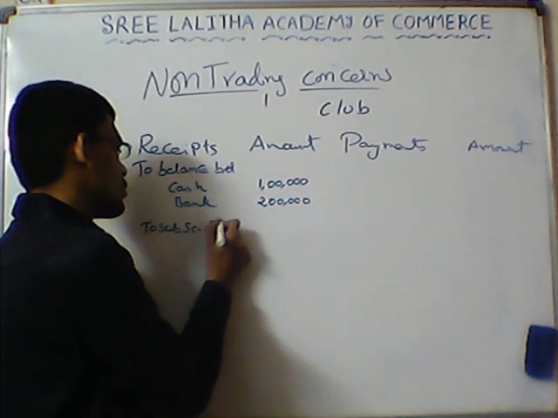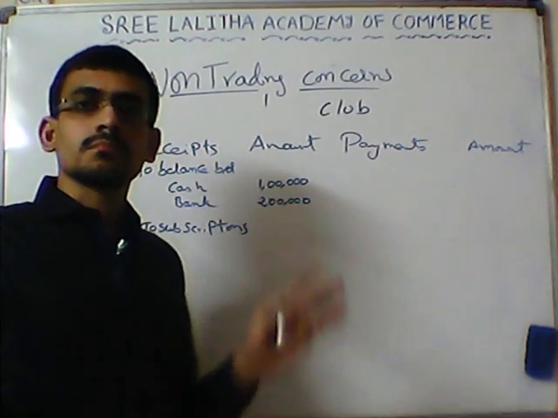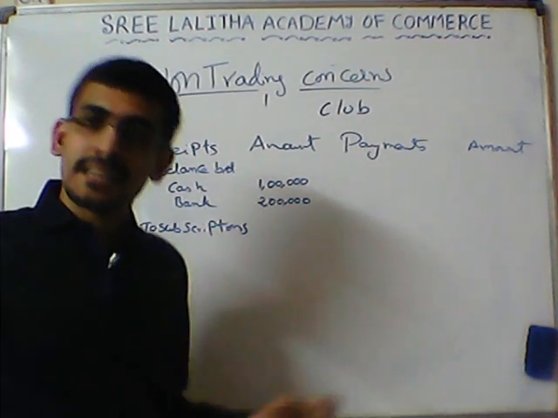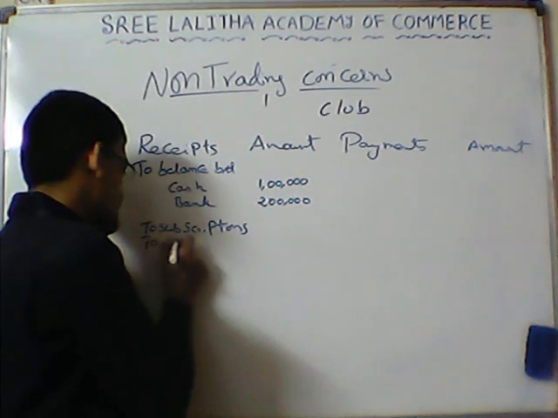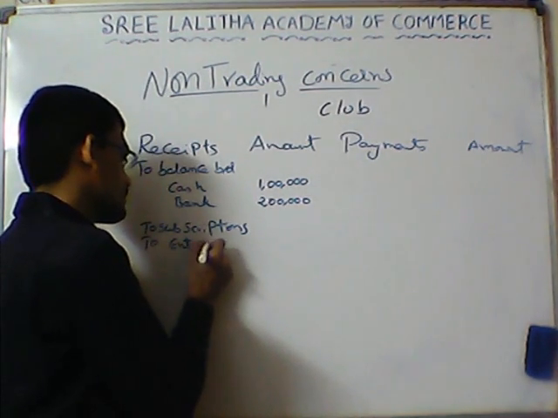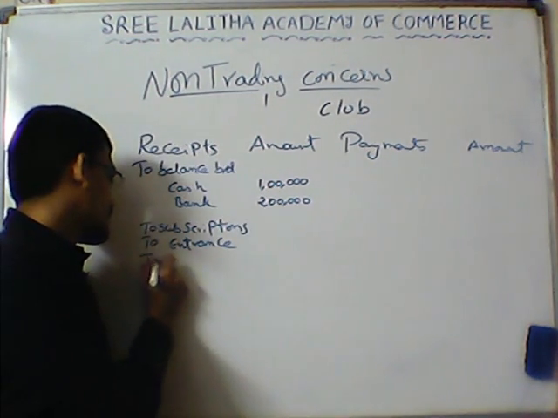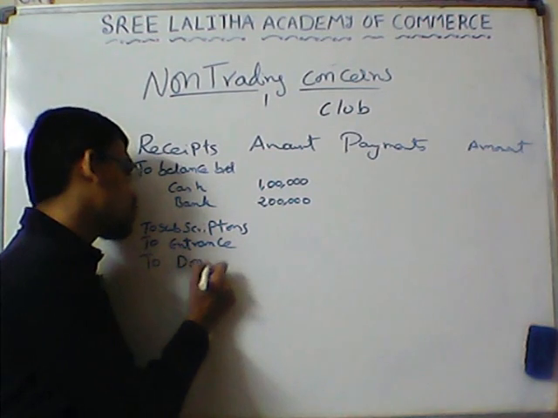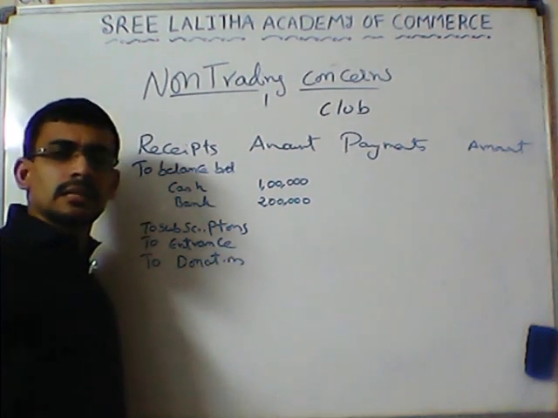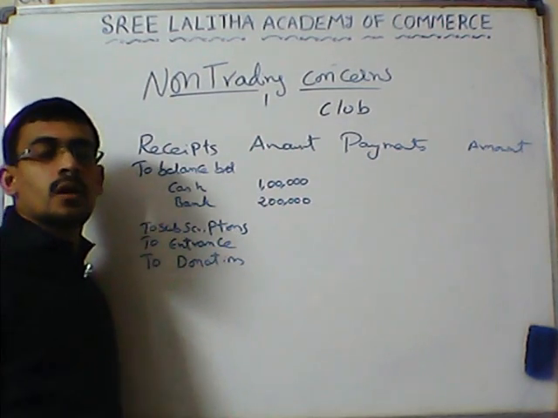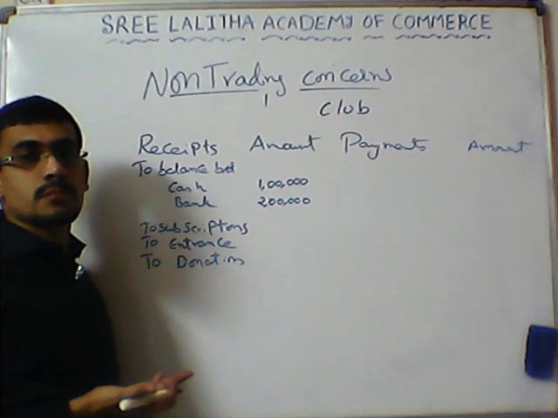Because you have to pay certain subscriptions to join the club. You have to pay certain entrance fees to join the club. So subscriptions will be there, entrance fees will be there, and even the club may be accepting some donations. Whatever the receipts the club is having, whether capital or revenue, will be debited to the receipts and payments account.